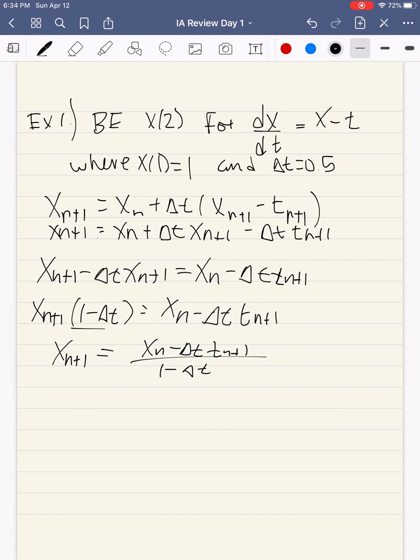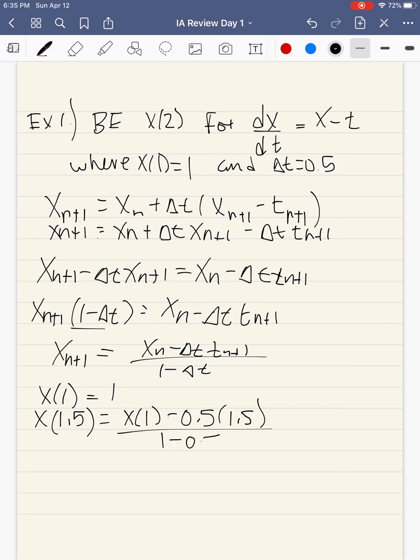Okay, so I need to start with my initial condition. So x of 1 is equal to 1. And now I need my time step, so x of 1.5 is going to be equal to my x of n, so my initial condition, x of 1, minus my delta t times t of n plus 1, so my current t is 1.5, divided by 1 minus 0.5. And if I crunch that out, that's going to give me 1/2.